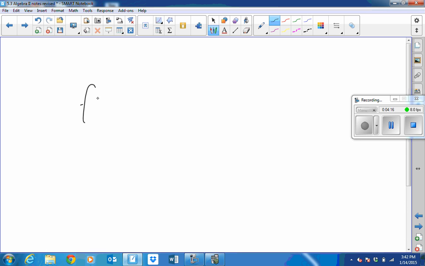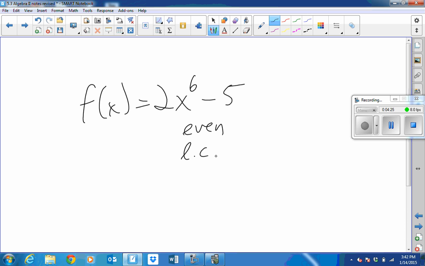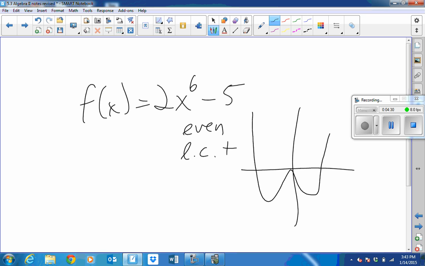If we look at f of x equals 2x to the 6th minus 5, so we have an even degree and a lead coefficient that's positive, well, this is going to look something like maybe this. That's our butt. But we would say that the limit as x is going to negative infinity, y is going to infinity. Our limit as x is going to infinity, y is also going to infinity. With an even function, the end behaviors are always the same.